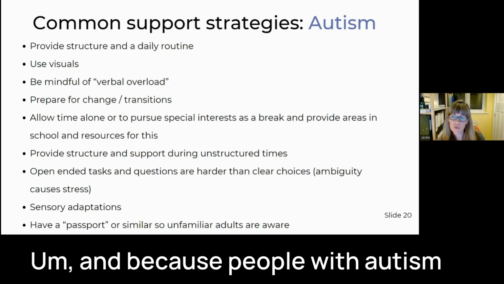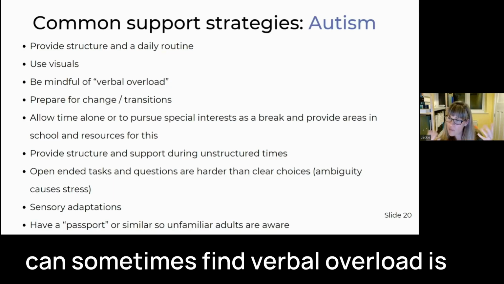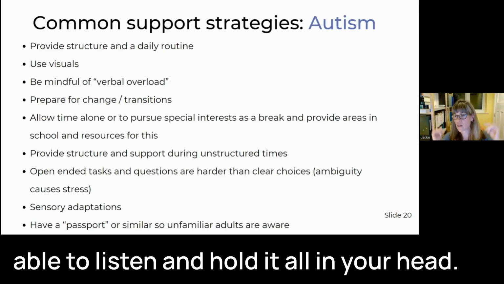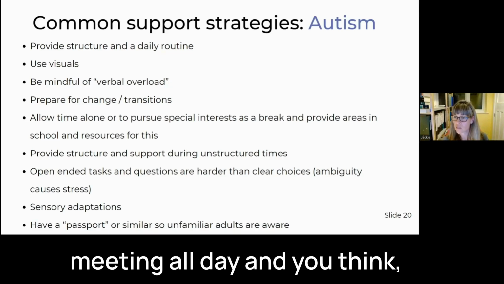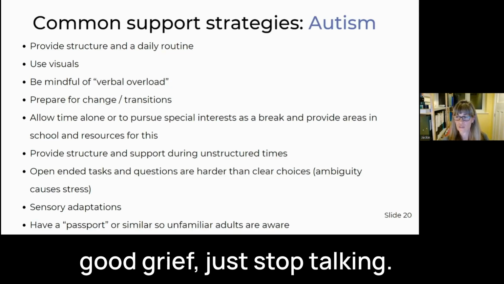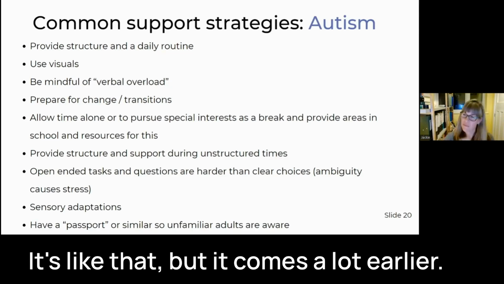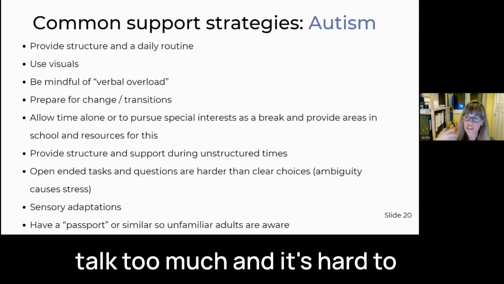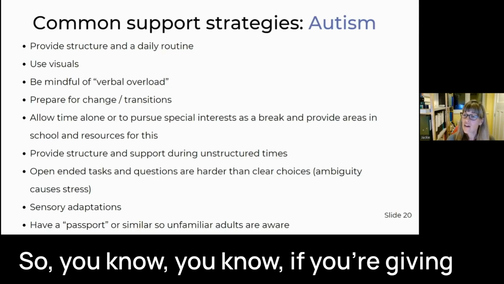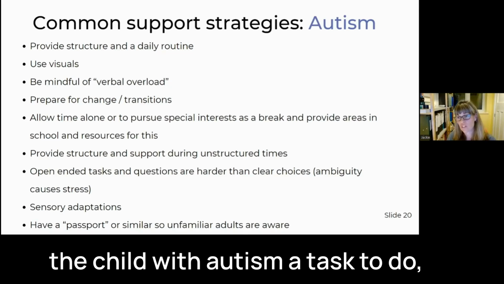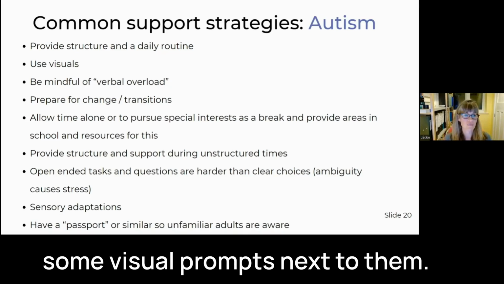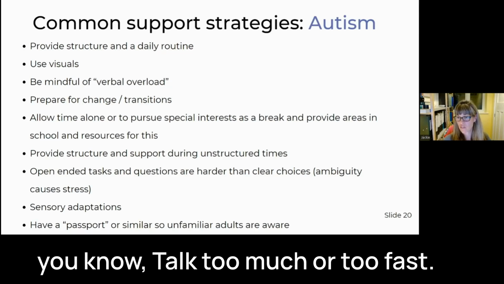And because people with autism can sometimes find verbal overload, where someone talks too much and you lose the ability to listen and hold it all in your head. It's like when you've been in a meeting all day and you think, good grief, just stop talking. It's like that, but it comes a lot earlier. So that's why visual supports can be helpful, because it's hard to take on board verbal information. If you're giving a child with autism a task to do, they might respond really well to having some visual prompts next to them. Verbal overload means don't talk too much or too fast.